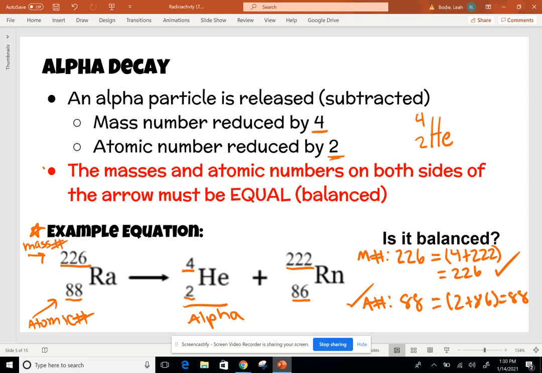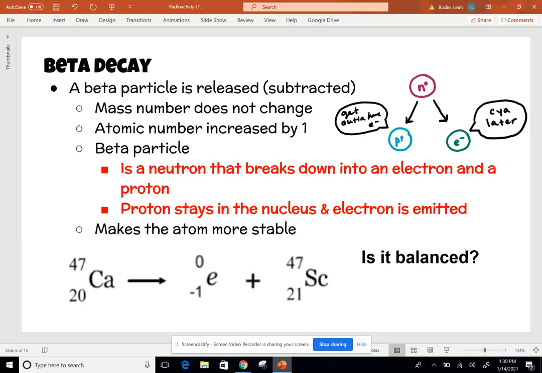All right, so now let's go ahead and let's take a look at beta decay. And so in beta decay, a beta particle is released, or you could think subtracted. And so what's going to happen here is when this beta particle is released, our mass number does not change. But our atomic number is going to be increased by 1. And so what our beta particles are is it's a neutron that breaks down into an electron and a proton. And we can see that up here. We have our neutron, and here it's breaking apart into our proton and our electron.